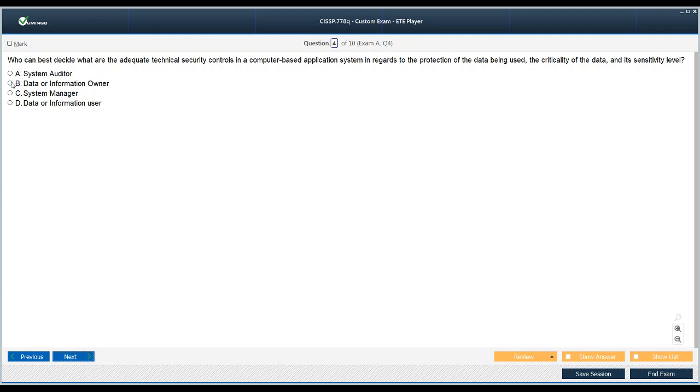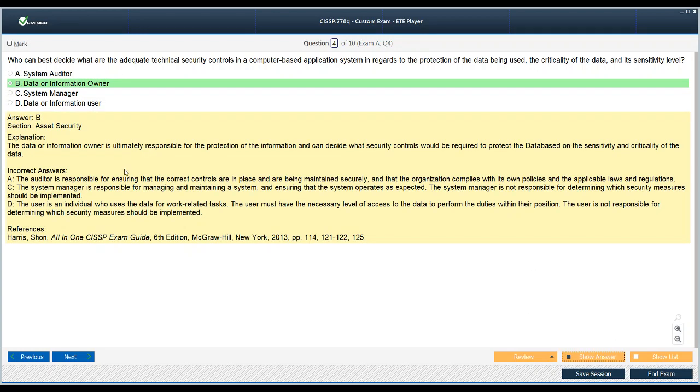I'm going to go with B because it's talking about determining the sensitivity level, the criticality of the information. So this is best decided by the information owners. The right answer is B.